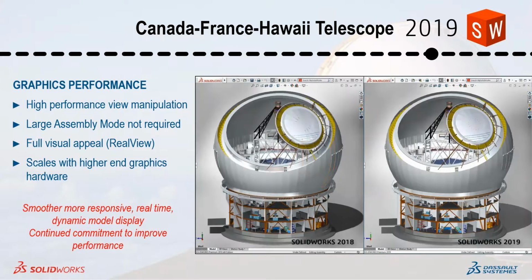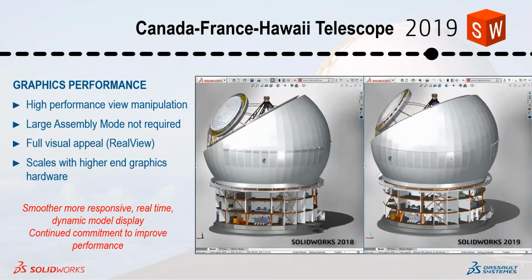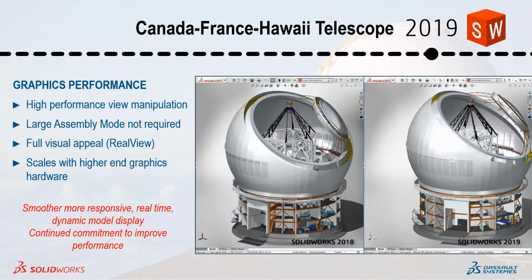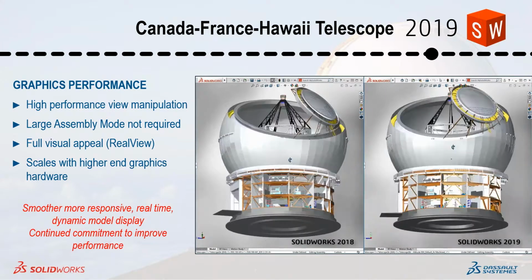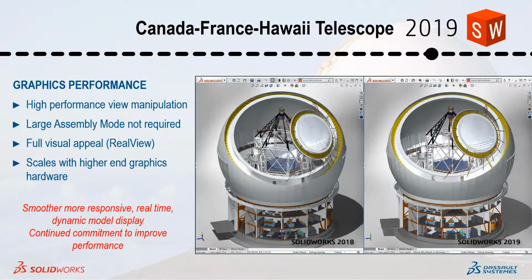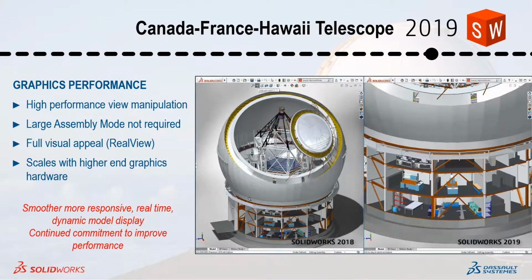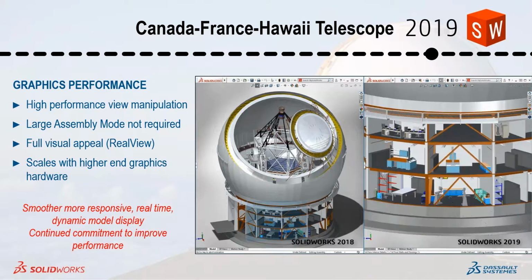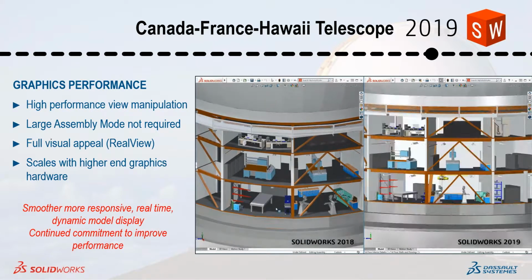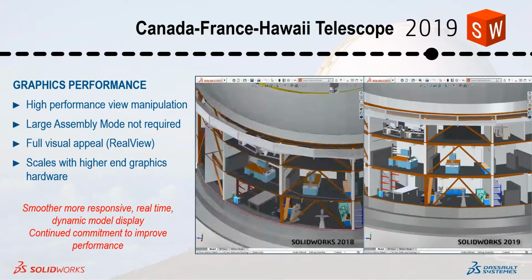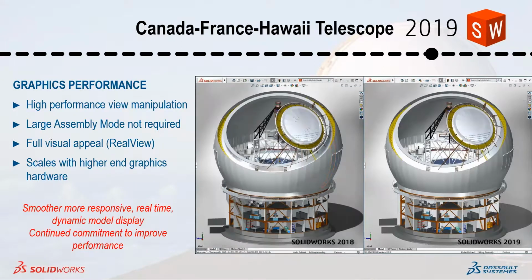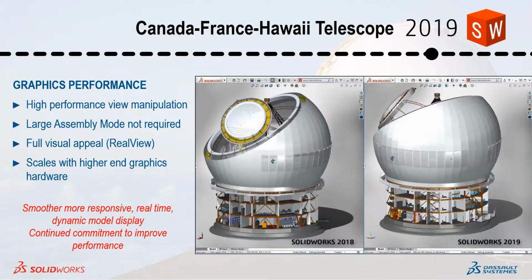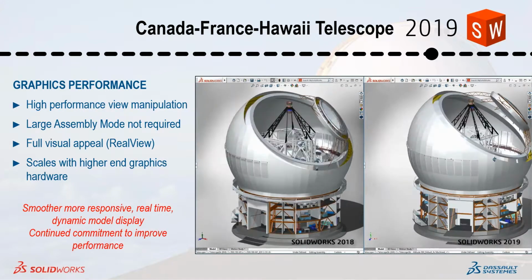So as you can see, back in 2019, the graphic performance was already significantly enhanced for smoother and much more responsive maneuvering within SolidWorks. View manipulation is with higher performance, and this is without large assembly mode. So the smoothness of the entire navigation can be seen in 2019. Of course, this also depends on your hardware, but this performance does scale with your graphics hardware. The better your graphics hardware is, the better the performance it can go up to.